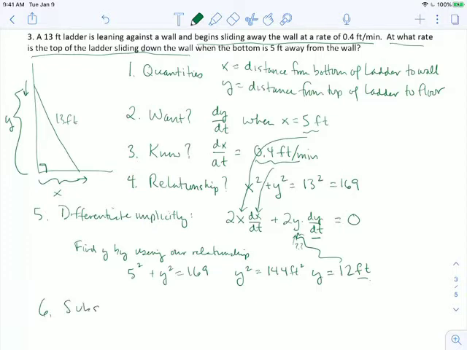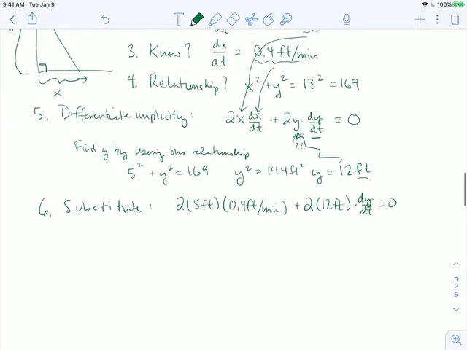And so I substitute. And I get 2 times 5 feet times 0.4 feet per minute plus 2 times 12 feet times dy over dt is equal to 0. I'm going to do some algebra. So 5 times 0.4, if we multiply that out, is 2.